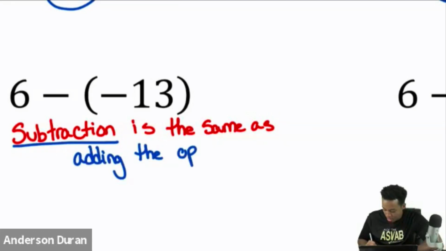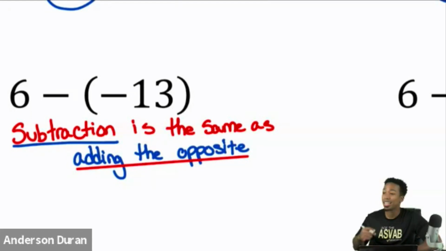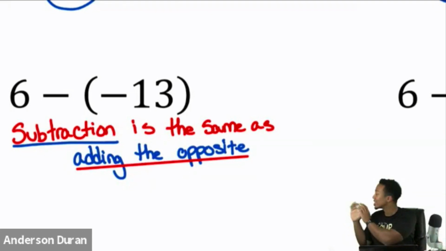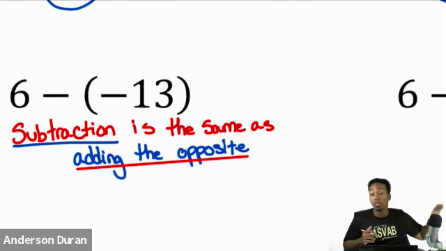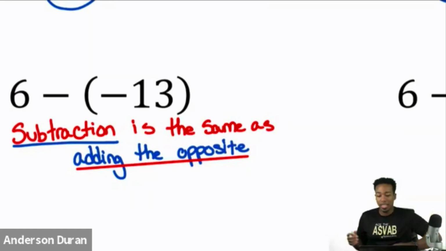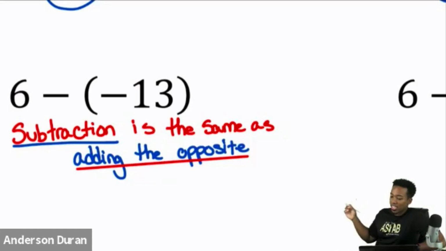Adding the opposite. I'm telling you right now, there's a reason that negative numbers intimidate a lot of people, and it's because we have not taken the proper time to get these fundamentals down. Get these down, and a lot of doors are going to open for you. I can't express that enough. I really can't. And so subtraction is the same as adding the opposite.